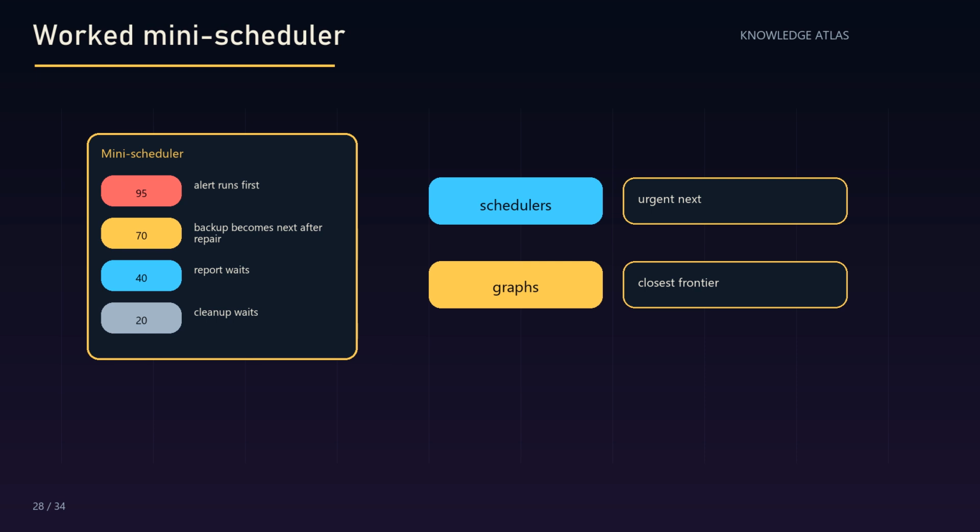Picture 4 jobs waiting: cleanup priority 20, report priority 40, alert priority 95, and backup priority 70. A heap does not alphabetize them or sort every job. It keeps alert visible first. After alert runs, the structure repairs itself so backup becomes the next visible winner.